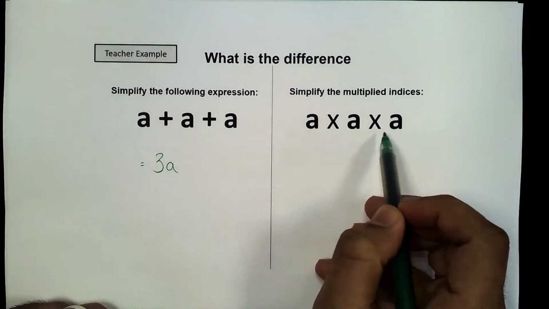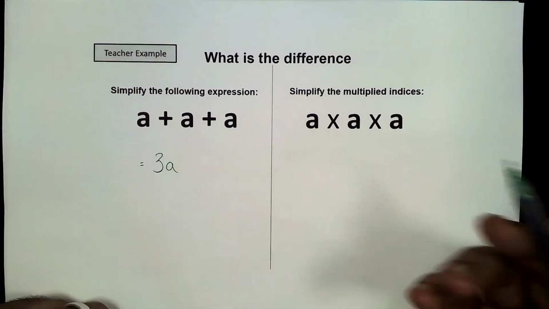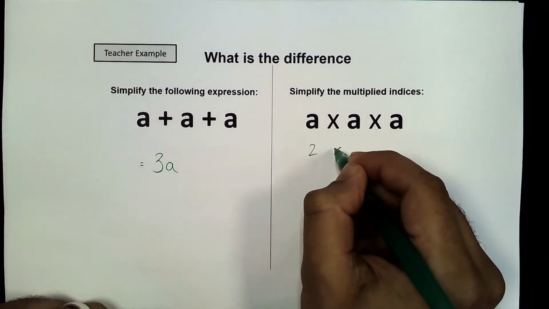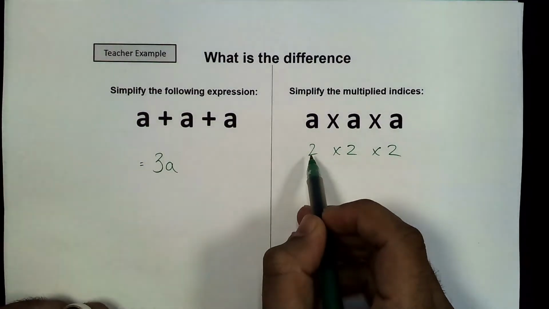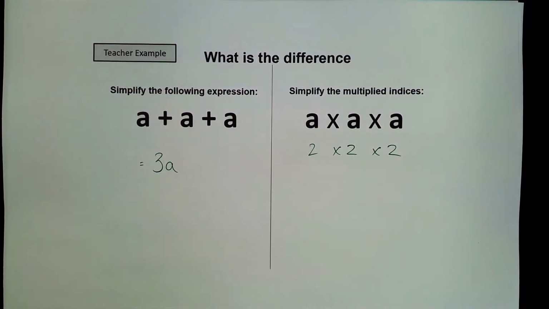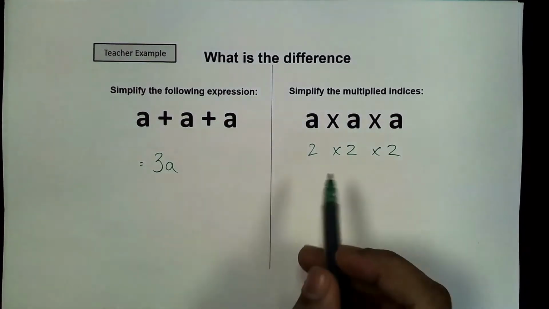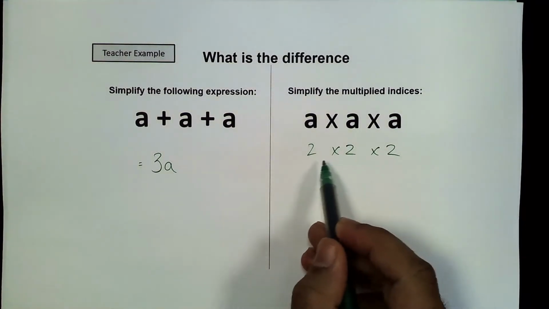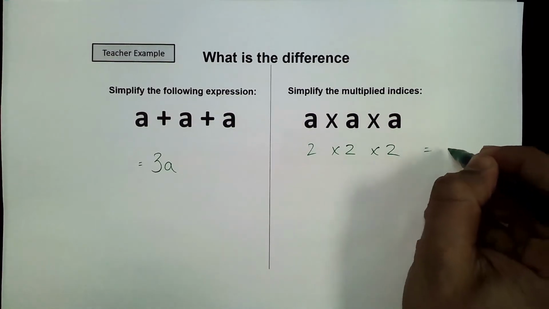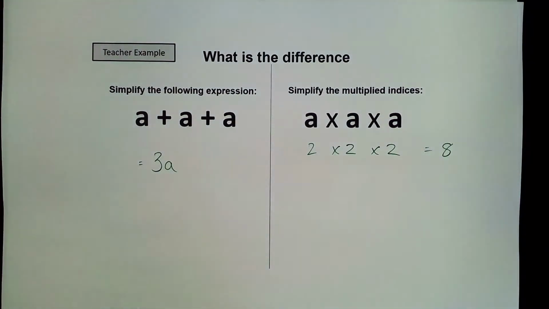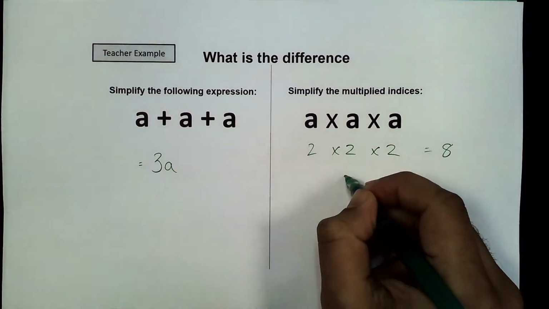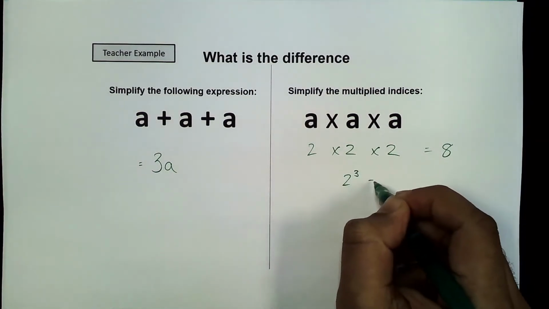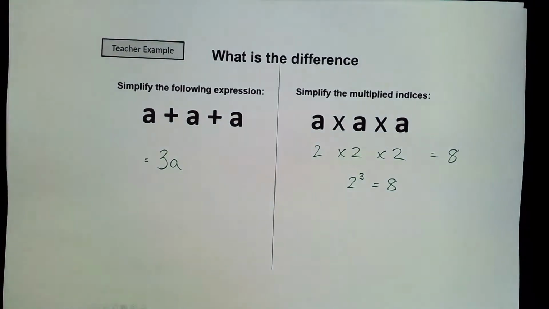Now, when you multiply, this is something slightly different. Think of it in these terms. If it was 2 times 2 times 2, some of you are going to rush in and say 6, and that's not right. 2 times 2 is 4, 4 times another 2 is 8. Another way of writing 2 times 2 times 2 is 2 cubed. So 2 cubed is equal to 8.